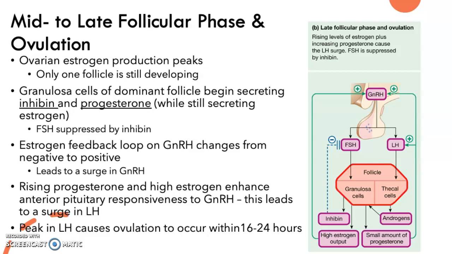All right, the mid to late follicular phase and ovulation. So ovarian estrogen production peaks, and only one follicle is still developing. Granulosa cells of the dominant follicle begin secreting inhibin and progesterone, and FSH is being suppressed by inhibin.